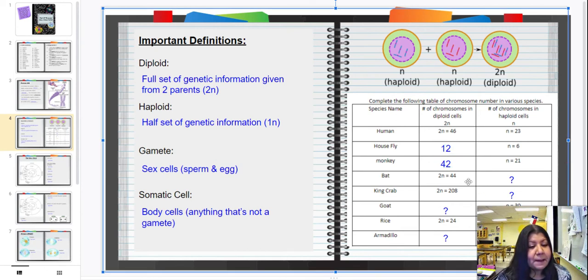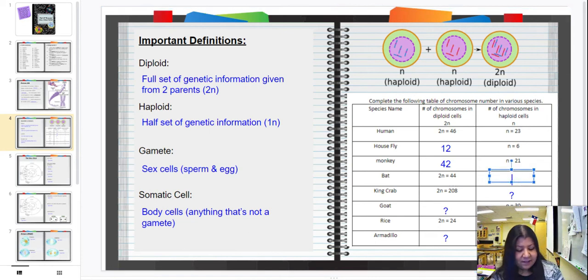All right, so now for my bat and my king crab. They give me the opposite. They give me my diploid number. So for my bat, 2n equals 44. I'm trying to figure out what n equals. So this is my full set of chromosomes for my bat. I need to figure out a half set. So all I need to do is take my 44 and divide by 2. Okay, so that gives me 22.